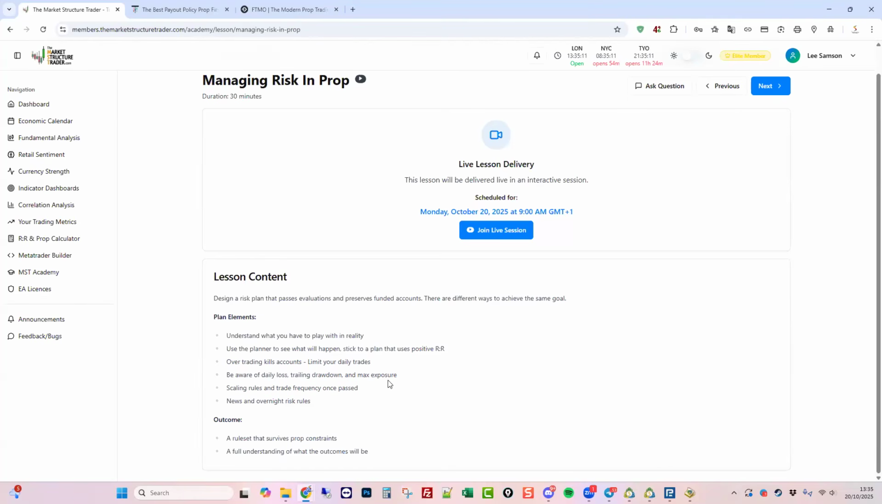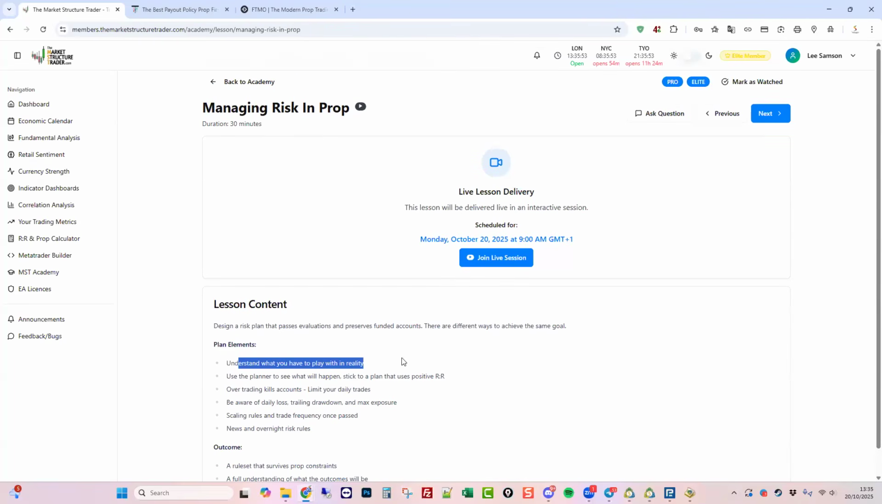Be aware of daily loss, trailing drawdown, and max exposure. Obviously exposure, we've done a session on it in the 101s, and that is, again, very important in prop. Scaling rules and trade frequency: once you've passed, some prop firms will adjust this, so you need to be aware of that, and it is a good thing, not a bad thing. News and overnight risk rules. Again, this is just something to do with risk within prop firms. You have to be aware of this because you will blow accounts. So the idea of this is you'll come out with a rule set that will survive prop, and a full understanding of what the outcomes will be of using the two different risk profiles, which I'm going to go through.